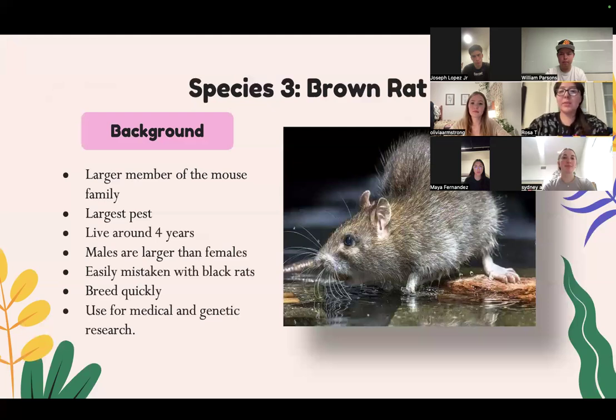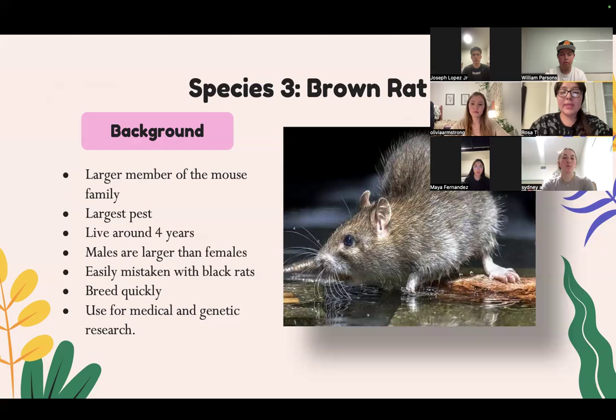So the third species is brown rat. A little bit of background about it is that they are the largest members of the mouse family. They are the largest pest as they can cause diseases in humans like typhus, which is a disease from fleas and lice. And they can also damage property. They live around 4 years, but they can live like 2 years in the wild.